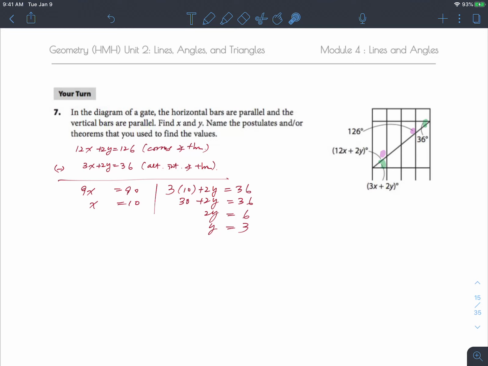And we know that this right here and this right here makes a Z shape. And there are 36 in this. They're equal to each other by alternate interior angles, right? If I subtract the 2 equations, the 2y's cancel. 12 minus 3 is 9x. 126 minus 36 is 90. Divide by 9 to both sides. X is 10. So plugging into the equation, either one, you'll find that y is equal to 3.